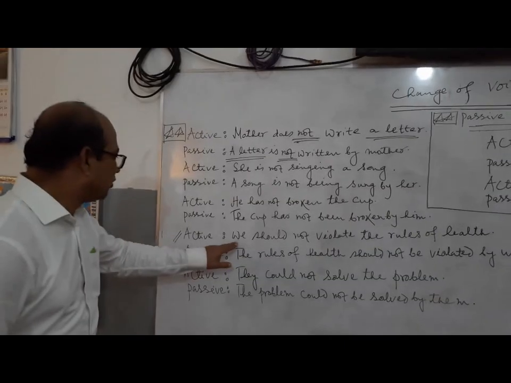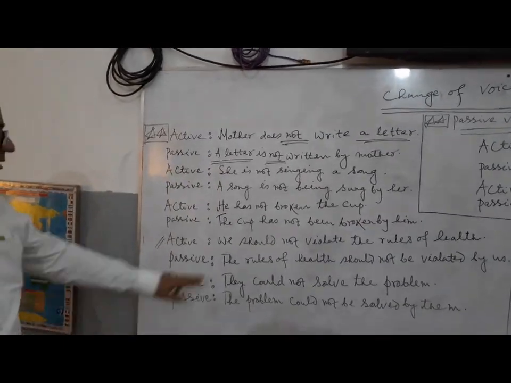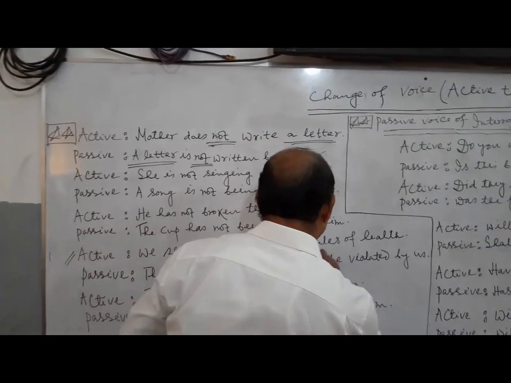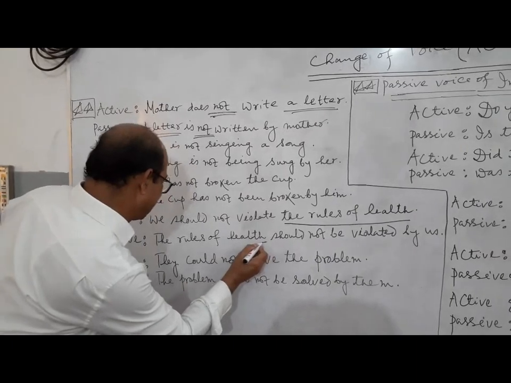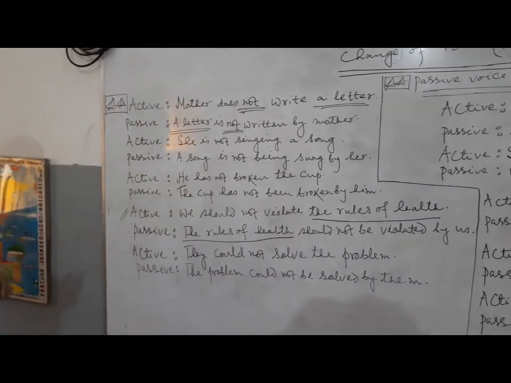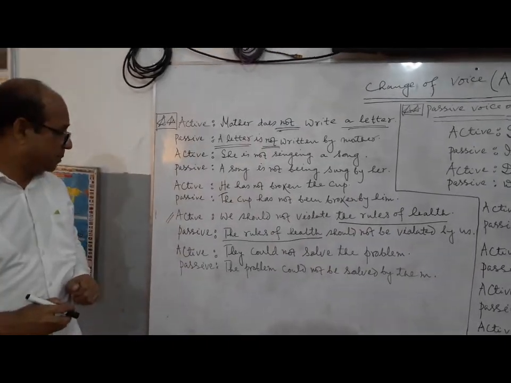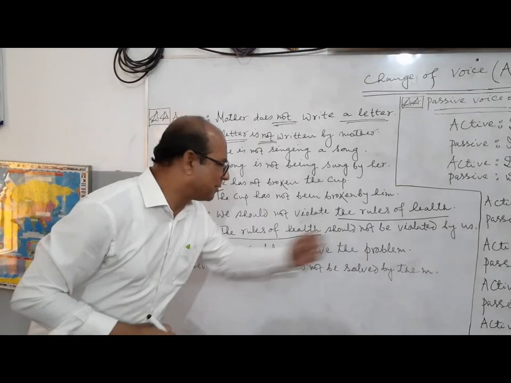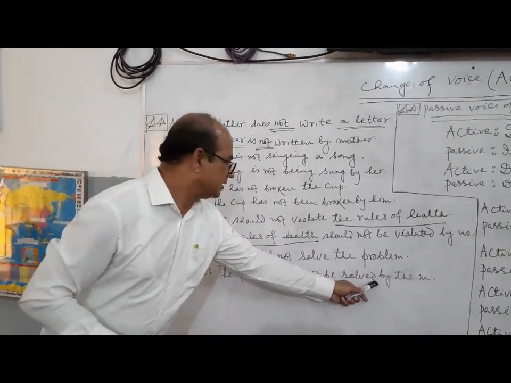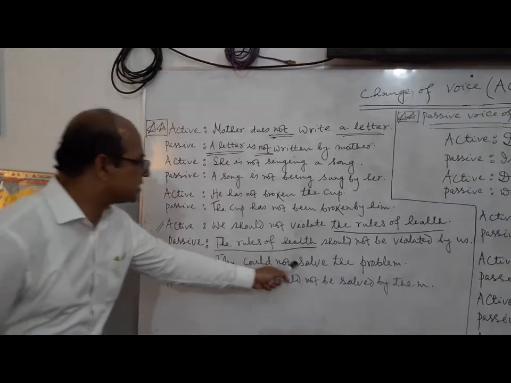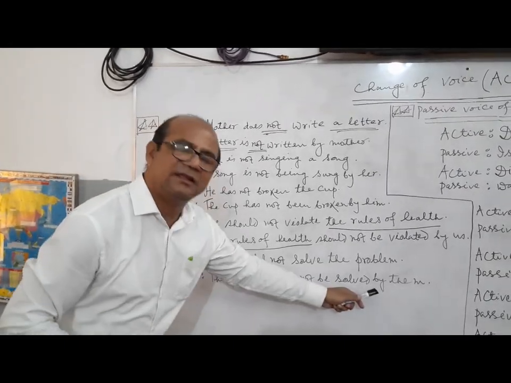Next one, we should not violate the rules of health. Here, the rules of health is the object, which I have used as subject. The rules of health should not be violated by us. They could not solve the problem. The problem could not be solved by them.